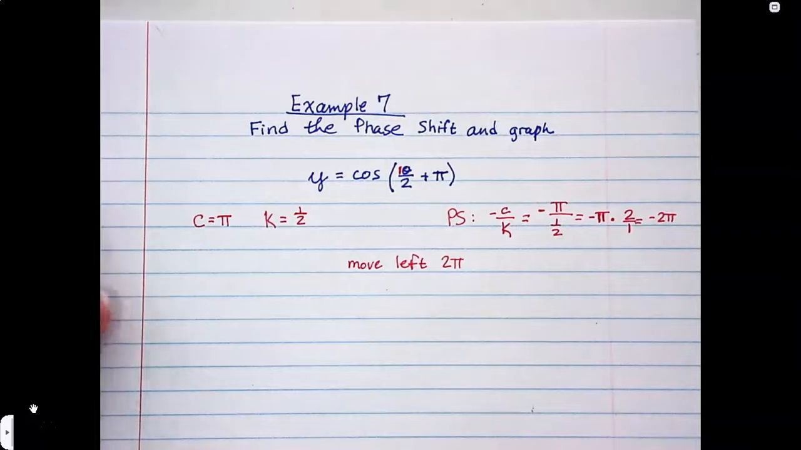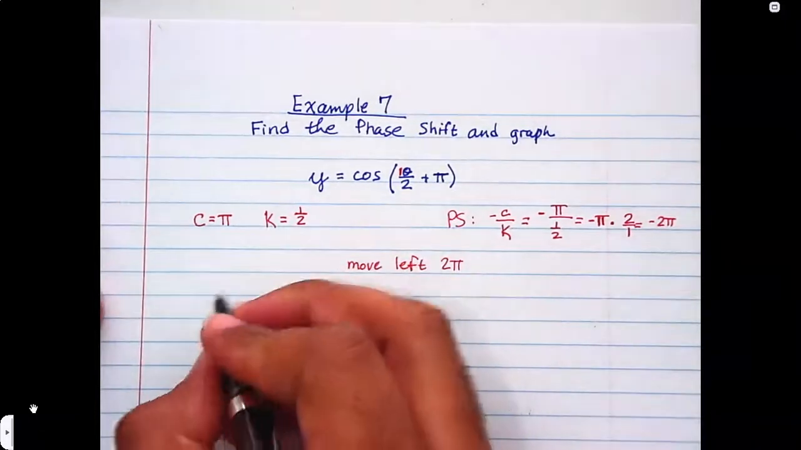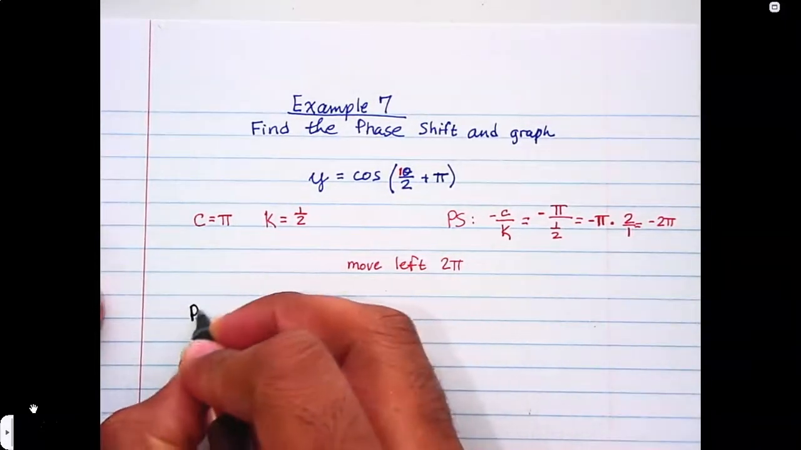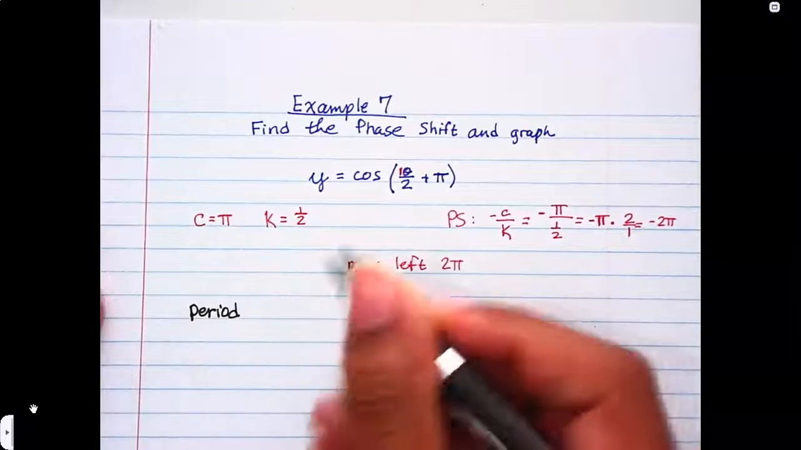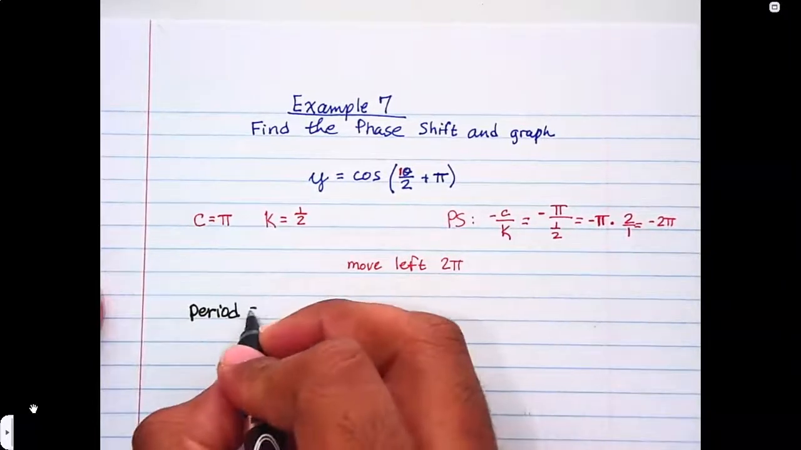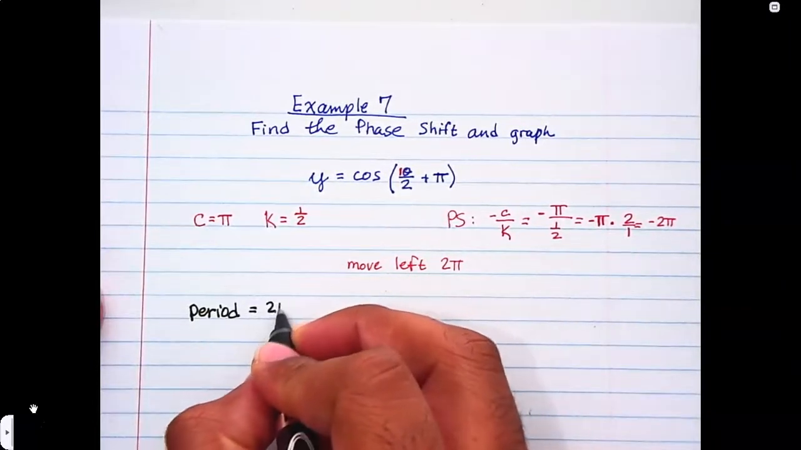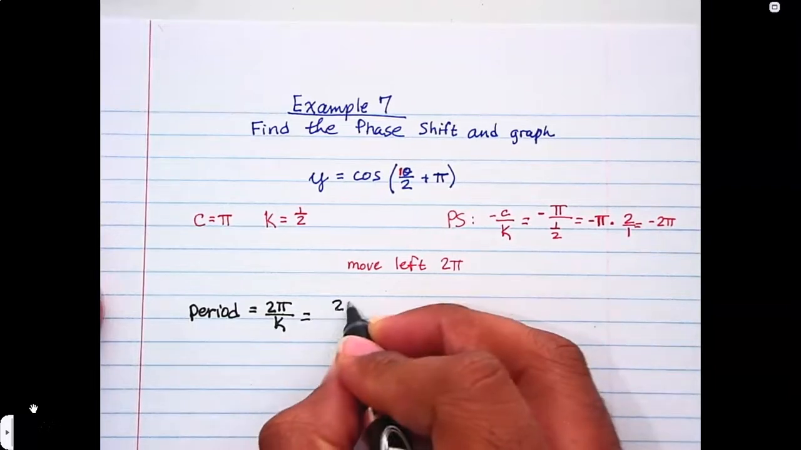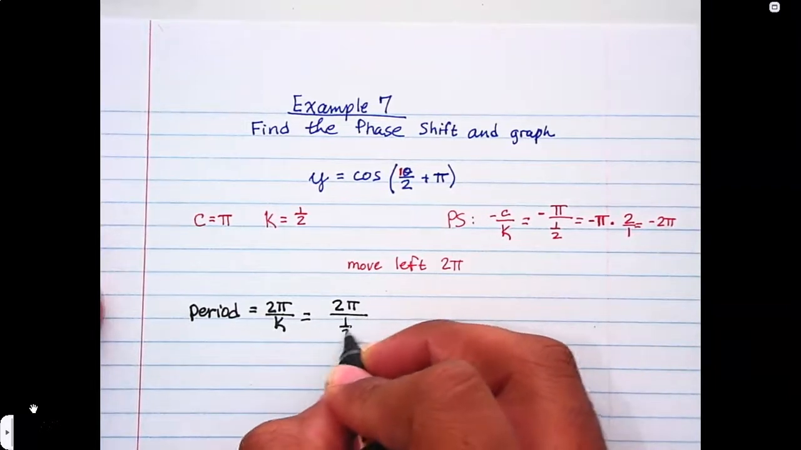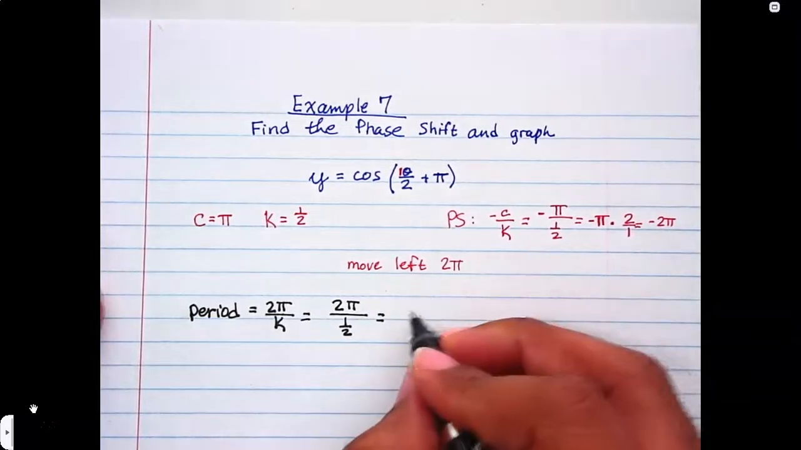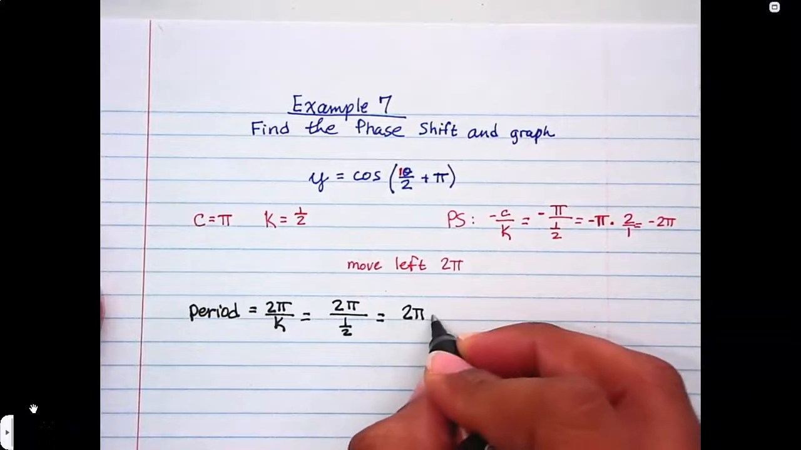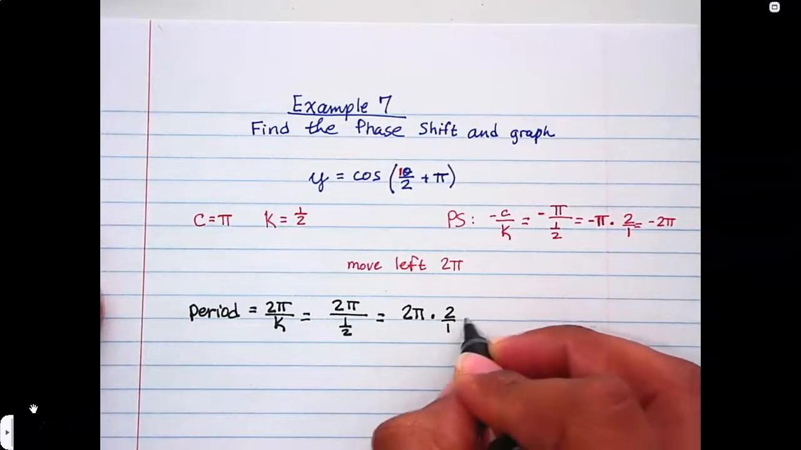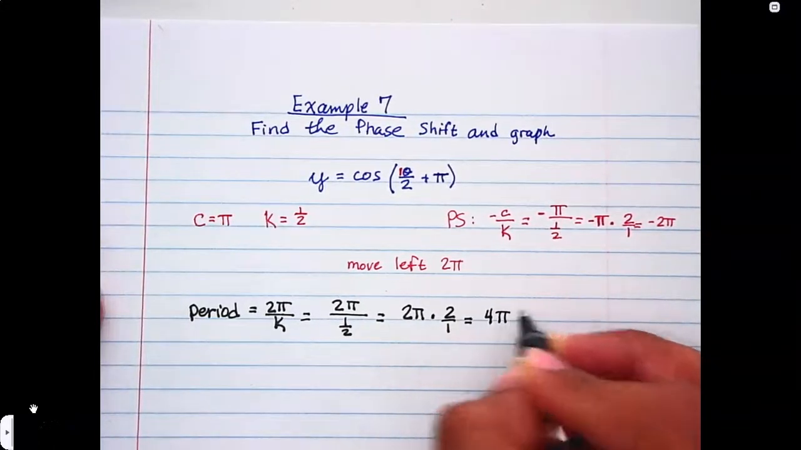All right, now before we actually can graph anything out, we got to find our period. It's 2 pi over K, so 2 pi over 1/2. Remember, do keep, change, flip again. So that's 2 pi times 2 over 1, which is 4 pi.